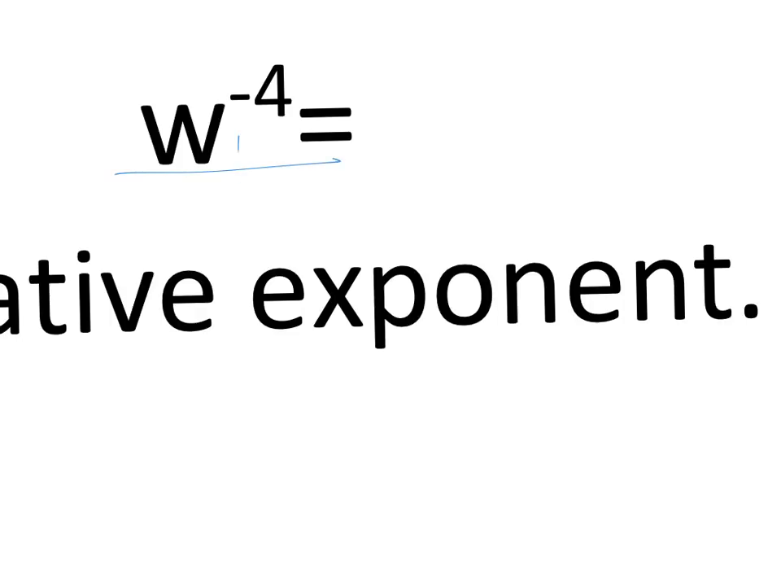The variable means just drop it down. So you're going to get w to the 4th. Again, notice how the exponent goes from a negative to a positive, so it changes signs, right? Changes signs when it changes the side of the fraction. And we're going to be left with a 1 up on top.